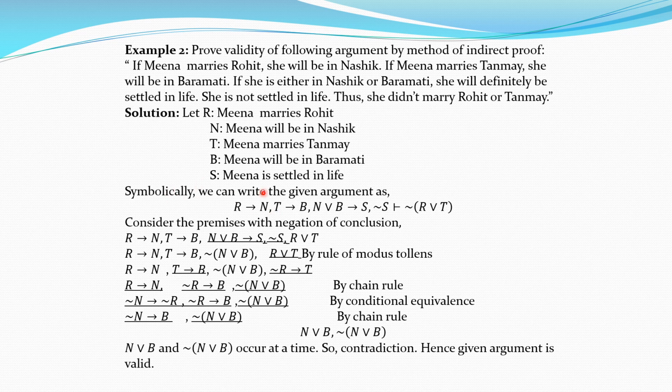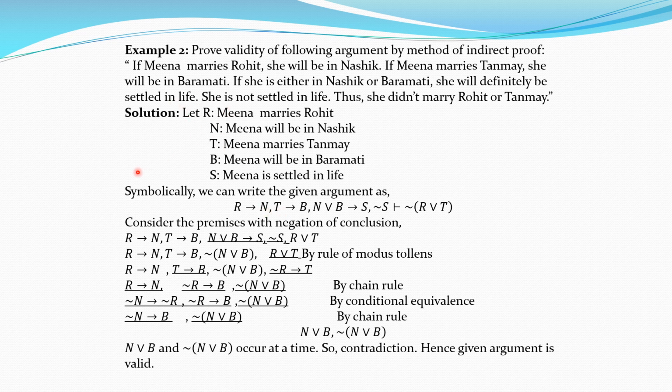Now symbolically we write the given argument as follows. Meena marries Rohit, she will be in Nashik: Rohit means R and in Nashik means N, so first is R implies N. Then Meena marries Tanmay, so T, she will be in Baramati, so T implies B. Next, if she is either in Nashik or Baramati, she will definitely be settled in life. Nashik or Baramati is N or B, implies settled in life, that is S. So N or B implies S.